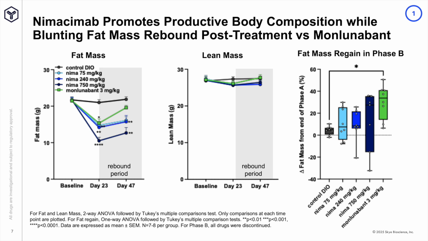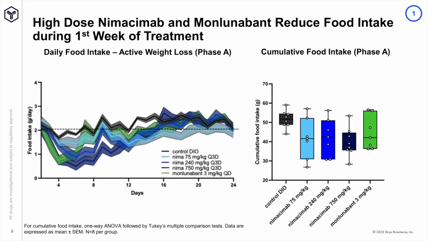However, we do note that the nimacimab 750 milligram dose does have a significant reduction in fat mass relative to monlunabant, not the other lower doses of nimacimab. The other piece I would draw your attention to is the reduction in daily food intake. Notably, we see a very sharp decline in both monlunabant and in the higher dose of nimacimab. This, however, switches as phase A moves along, and ultimately we see a very similar caloric intake across all the doses towards the end of this phase A period.